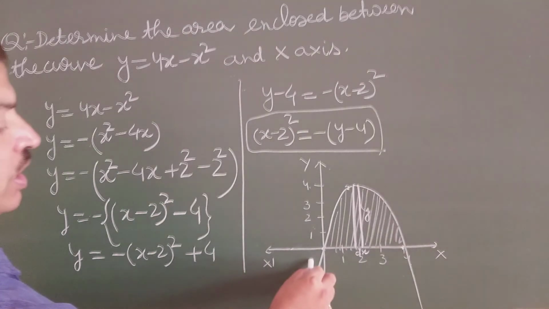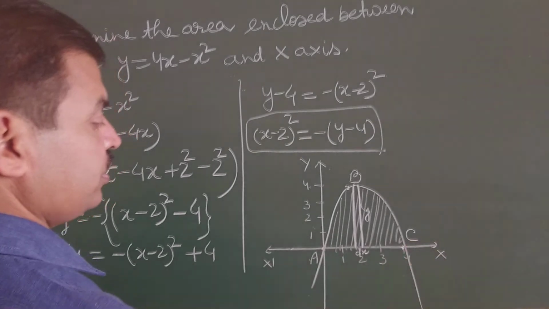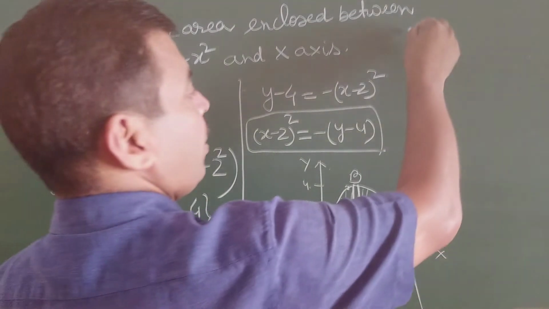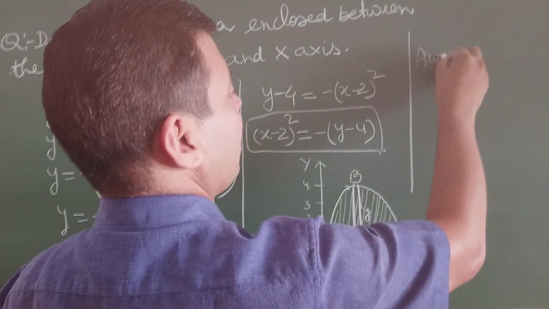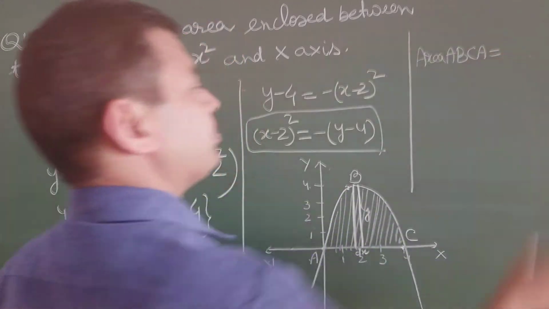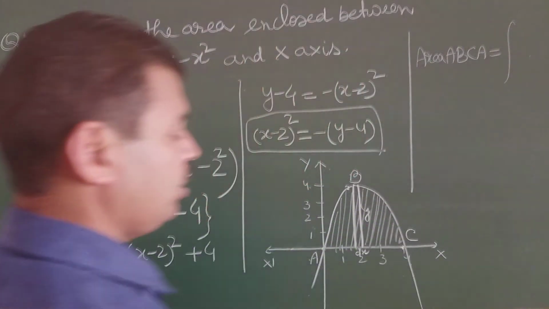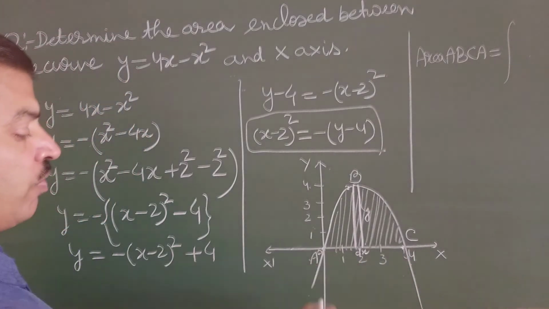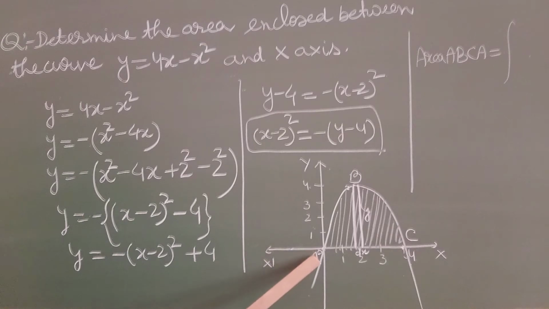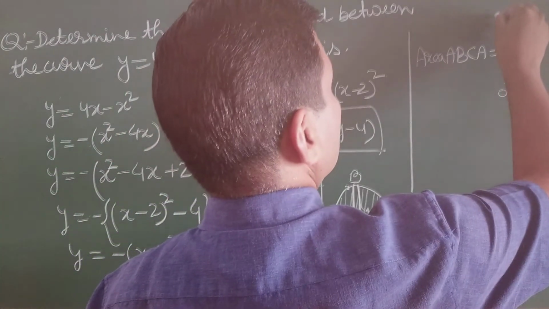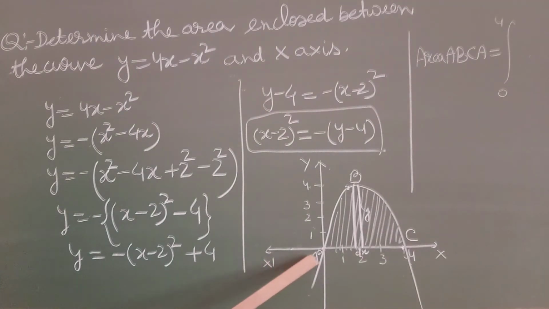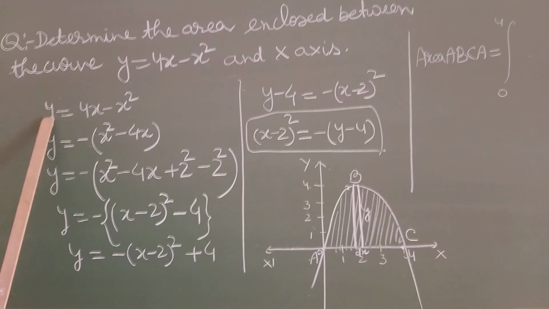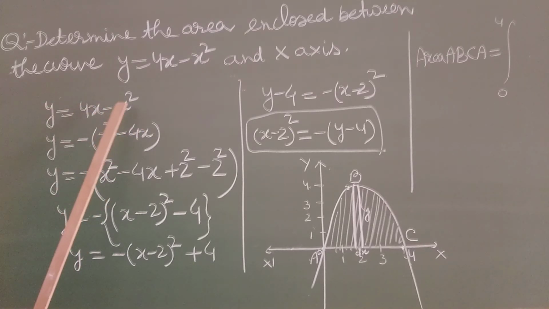Okay. So this is the region A, B, C, A. We have to calculate the area A, B, C, A. Limits from 0 to 4 because the points where the curve intersects the x-axis are 0 and 4. That's why we take limits 0 to 4. We got these points by putting the value x 0 here, so y is also coming 0. And when you put y 0, then we get x equal to 0, x equal to 4. Okay?